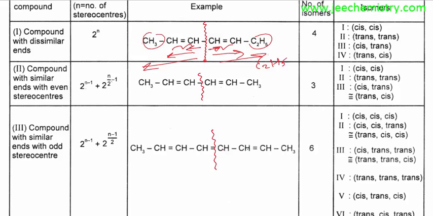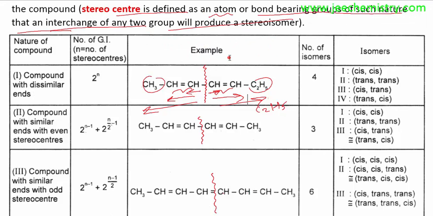For compounds with dissimilar ends, the number of geometrical isomers will be 2 to the power n, where n is the number of stereocenters. How many stereocenters are there? This will be a stereocenter and this will be a stereocenter, 1 and 2. So 2 to the power 2 equals 4. Four geometrical isomers are possible.